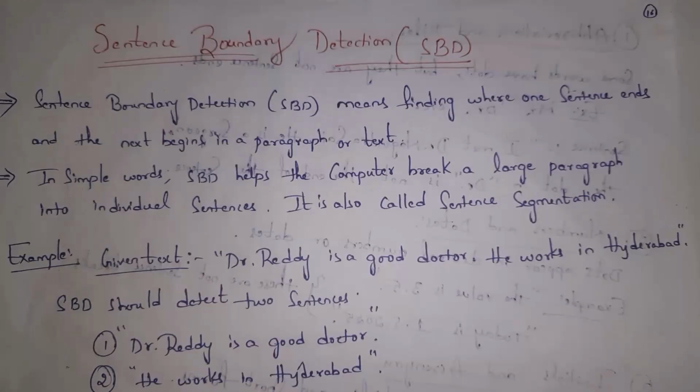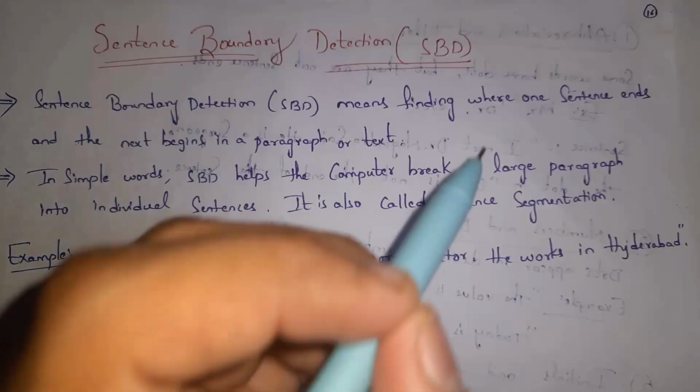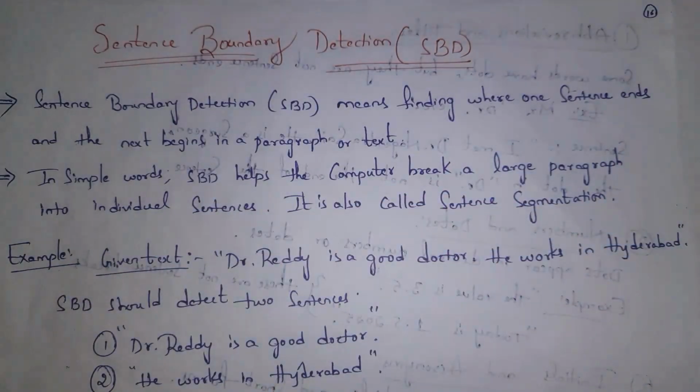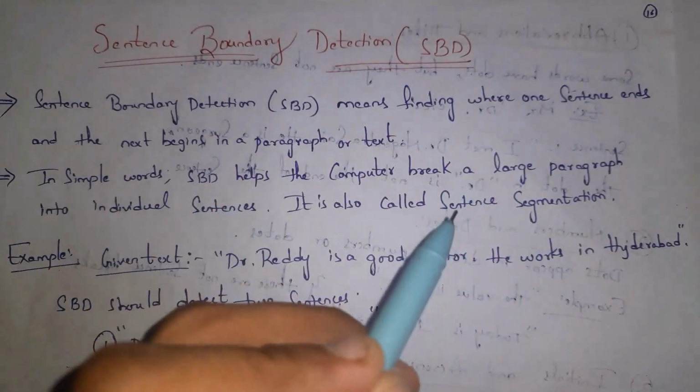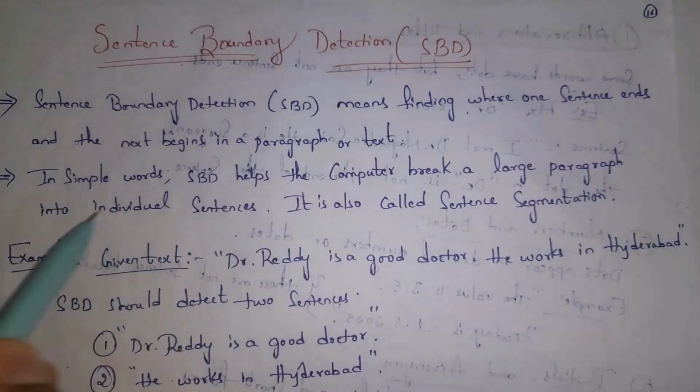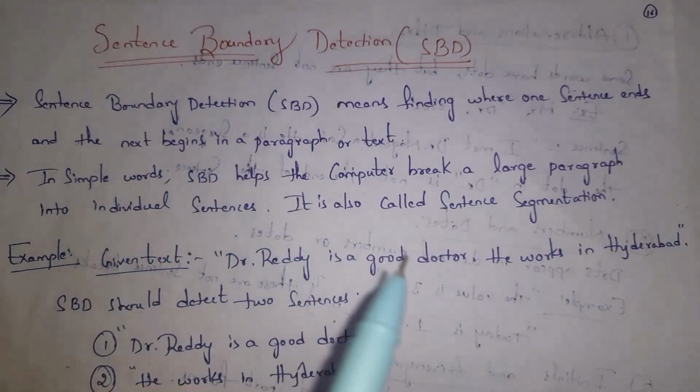I will explain what is sentence boundary detection. Sentence boundary detection means finding where one sentence ends and the next begins in a paragraph or text. In simple words, sentence boundary detection helps the computer break a larger paragraph into individual sentences. It is also called sentence segmentation.